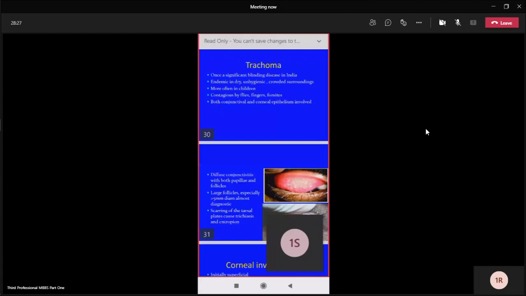This is a very boring class. Just go through it, and in practical, subconjunctival hemorrhage is important, and also some different types of allergic conjunctivitis like phlyctenular conjunctivitis and vernal conjunctivitis, which we usually give in practicals.